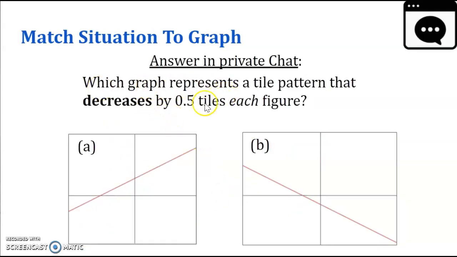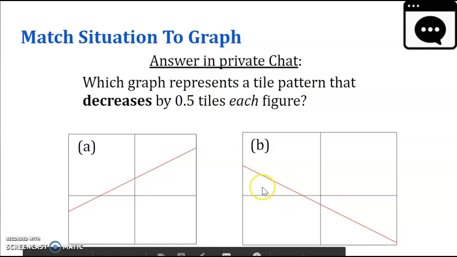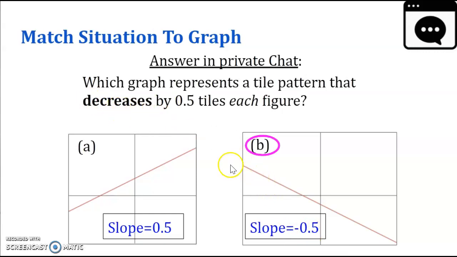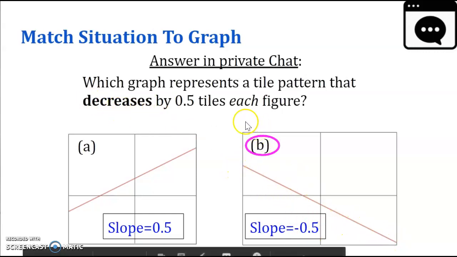Okay, what about this? Which graph represents a tile pattern that decreases by 0.5 tiles each figure? So pause the video and see if you can figure it out. Okay, so now this time we are decreasing by 0.5 tiles. That means we want the output, the y value, to be going down as the x value increases. Okay, so it is indeed graph B, where slope is negative 0.5. So when the output is decreasing, it's going to be sloping downwards.